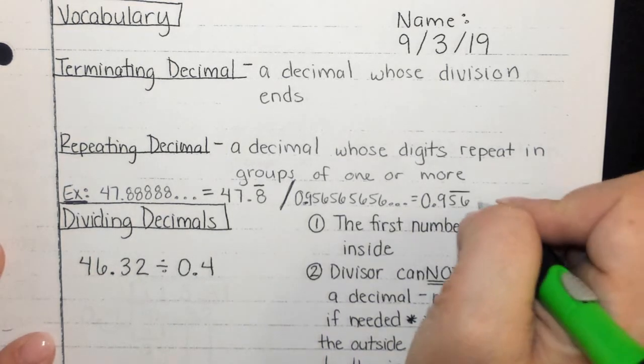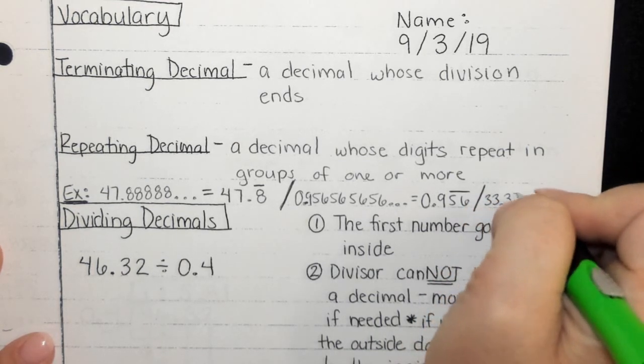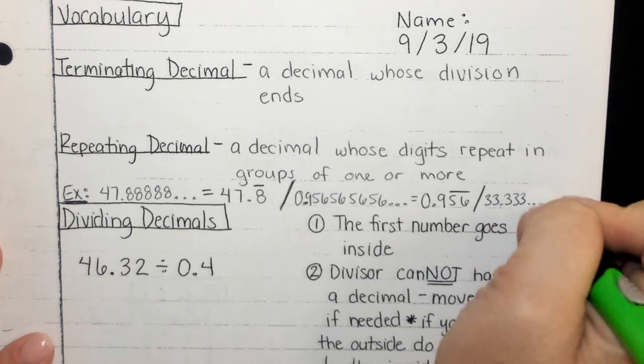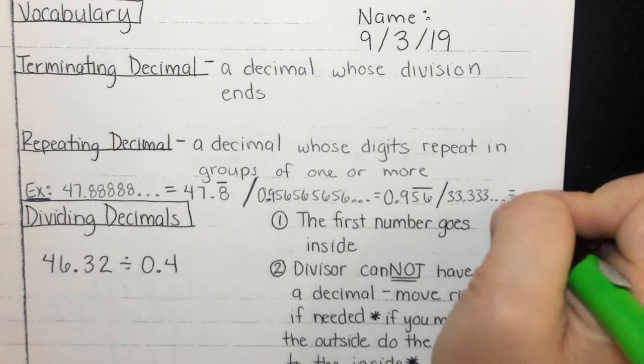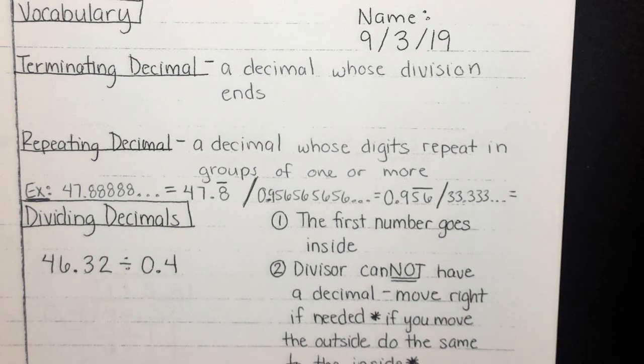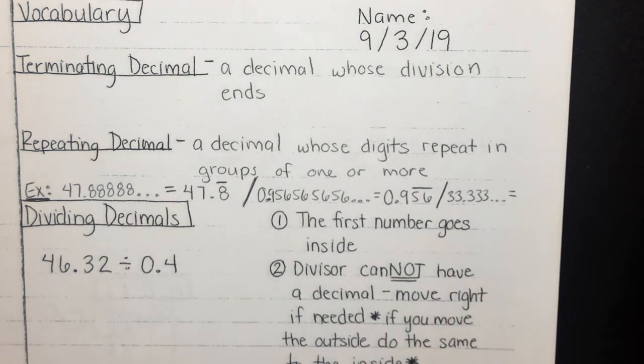One more example. 33.333 dot, dot, dot, because I'm running out of space, equals. What's repeating here? Delaney? The 3. The 3 is repeating. Is it this 3 that's repeating? No. So I want us to think about something real quick.